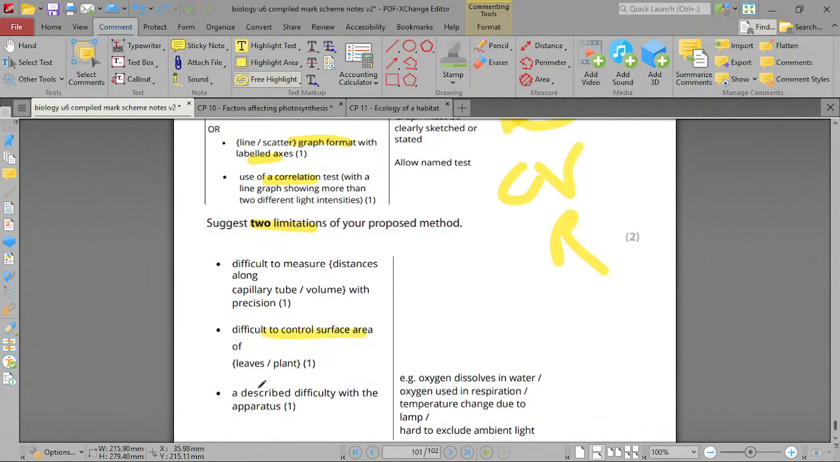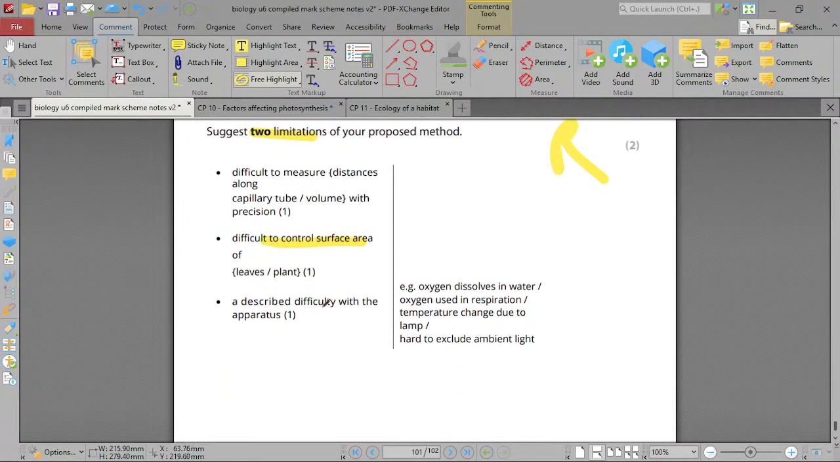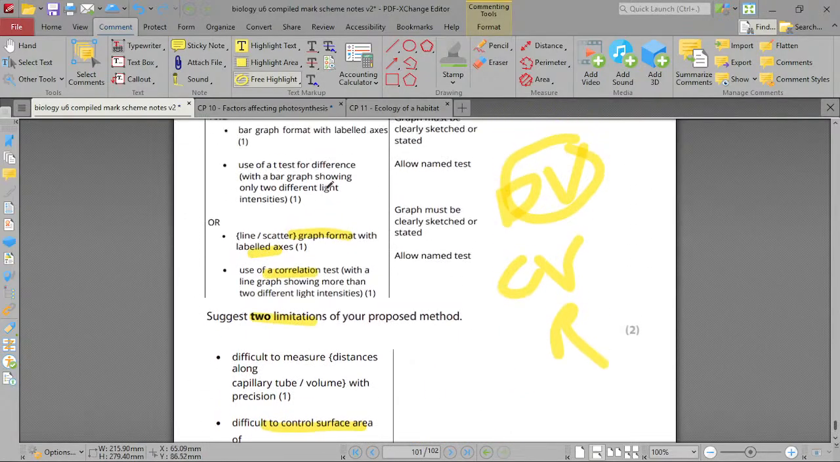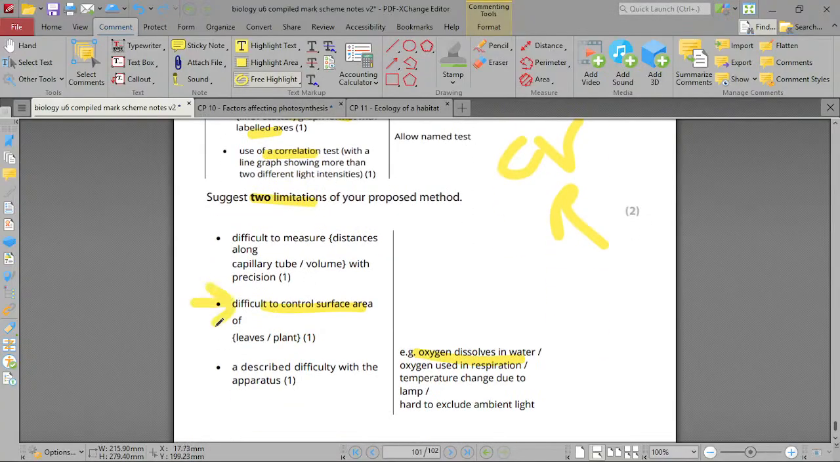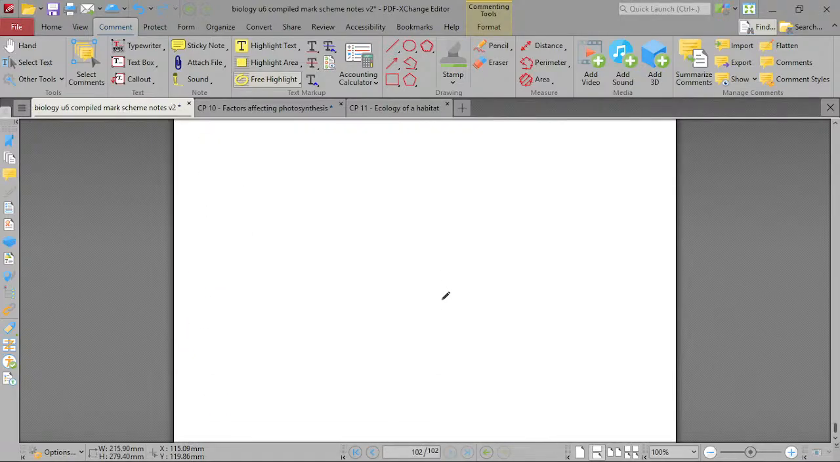So controlled surface area, the problem with apparatus, oxygen dissolves in the water. Yeah. So I'll always mention surface area, the leaves of the plant, and oxygen being dissolved. That's for sure. Okay, that's it.